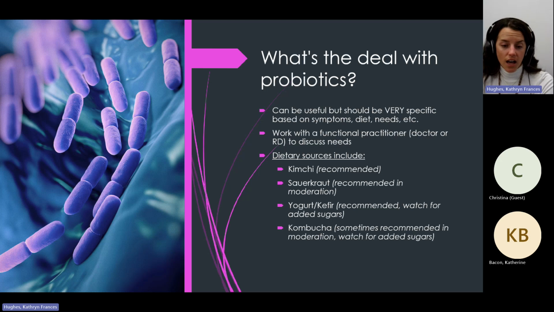But natural sources of probiotics can include something like kimchi, that fermented cabbage, sauerkraut, which can be eaten. It's a little salty, so I say recommended in moderation. Yogurt and kefir are great choices, but we want to make sure we're not doing ones that are very high in added sugar. But yogurt is a wonderful food. I recommend people eat it all the time, especially that Greek yogurt or the Icelandic yogurt, because it's got that good high protein and it has low sugar.